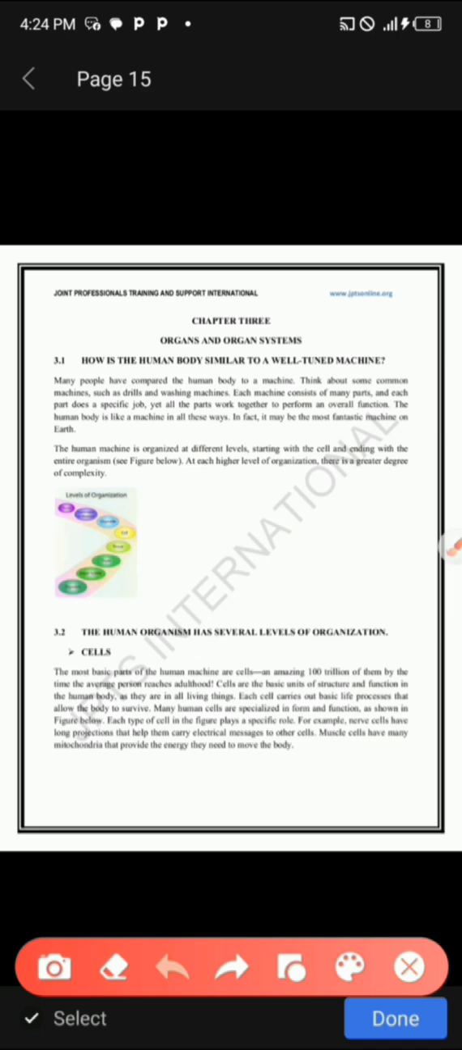The human body is like a machine in all areas because, in fact, it may be the most fantastic machine on earth. Alright, the human machine is organized at different levels, starting with the cell and ending with the entire organs. Each higher level organizes the fantastic job and gives a good result at the end. The human organism.